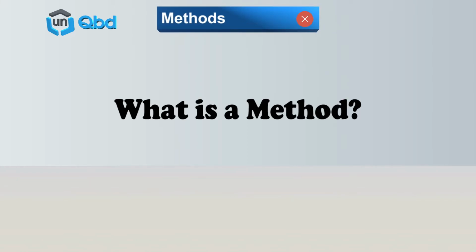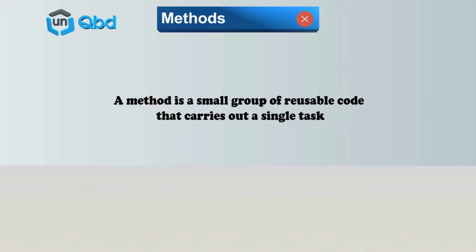What is a method? A method is a small group of reusable code that carries out a single task. Let me point out the key word in that sentence is reusable. So let me say the whole sentence again. A method is a small group of reusable code that carries out a single task.